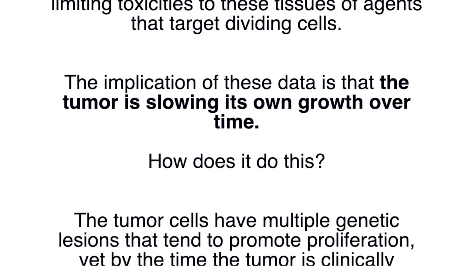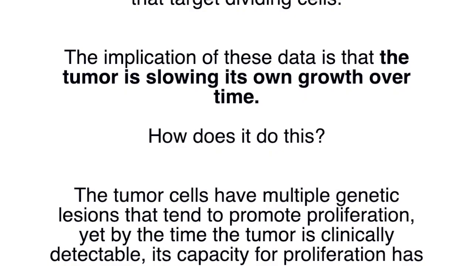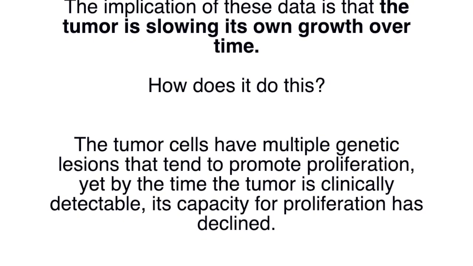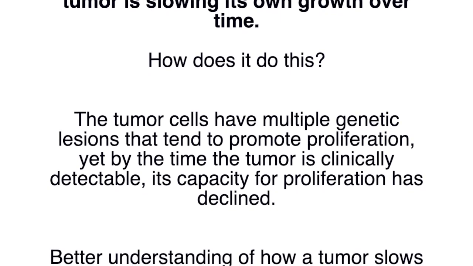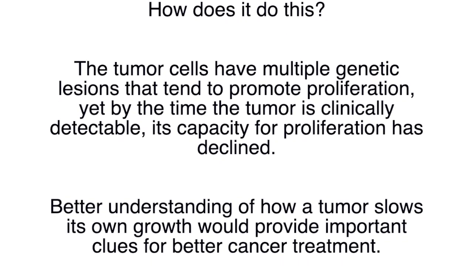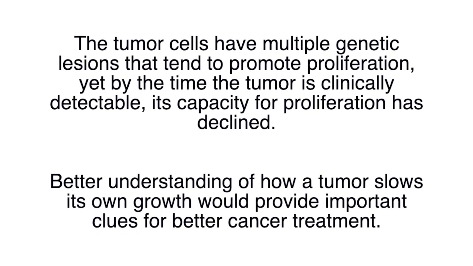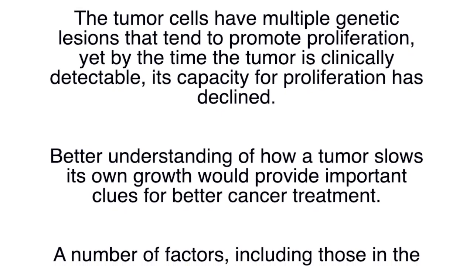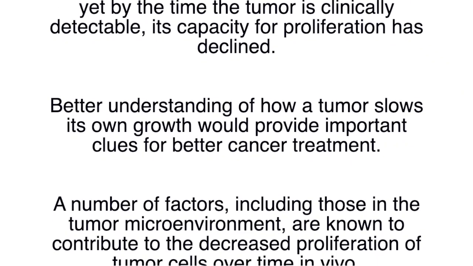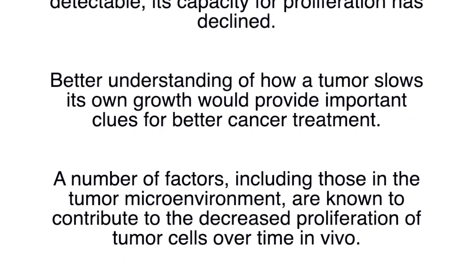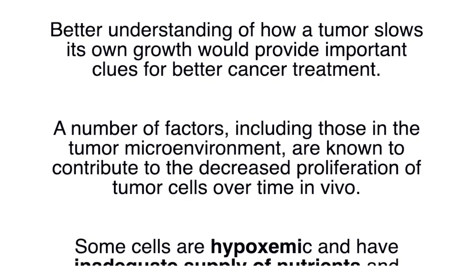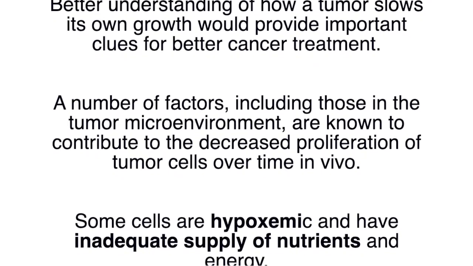How does it do this? The tumor cells have multiple genetic lesions that tend to promote proliferation. Yet, by the time the tumor is clinically detectable, its capacity for proliferation has declined. Better understanding of how a tumor slows its own growth would provide important clues for better cancer treatment. A number of factors, including those in the tumor microenvironment, are known to contribute to the decreased proliferation of tumor cells over time in vivo.